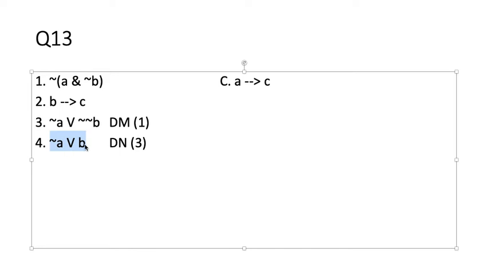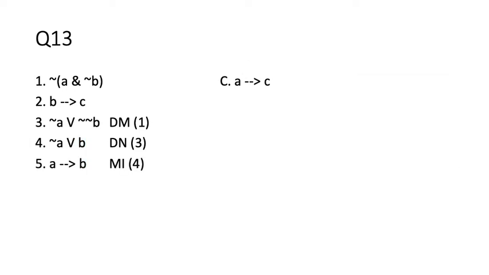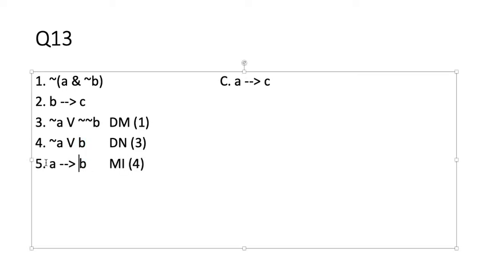Well, not A or B looks like something ripe to use material implication on. It's a disjunction. The left-hand disjunct is negated. So I'm going to turn it into if A then B via material implication.